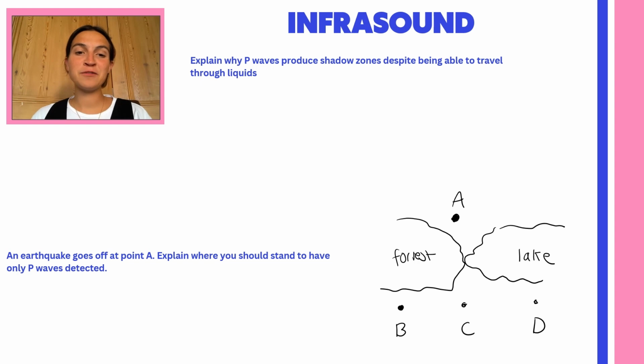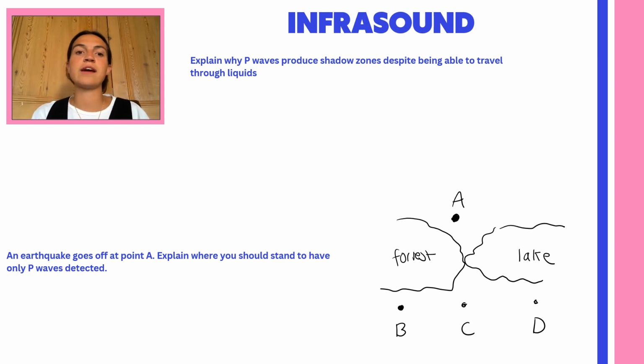Okay, explain why P waves produce shadow zones despite being able to travel through liquids. Okay, so this is a good question because, for example, when we're talking about the internal structure of our Earth, we can talk about the shadow zones on the other side of our Earth from where an earthquake took place. And then we can use the idea that S waves can't travel through liquid to describe that shadow zone at the bottom of our Earth and say, okay, well, that must be because the core is partially liquid. So how can P waves actually produce any shadow zones when they can travel through liquids and solids?